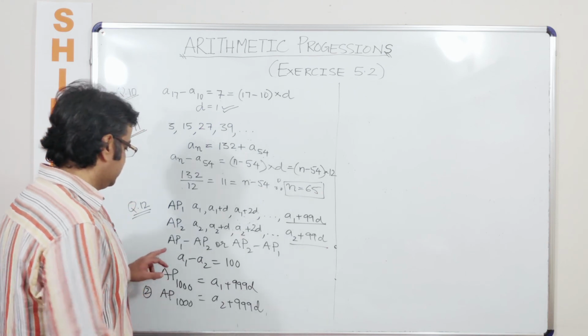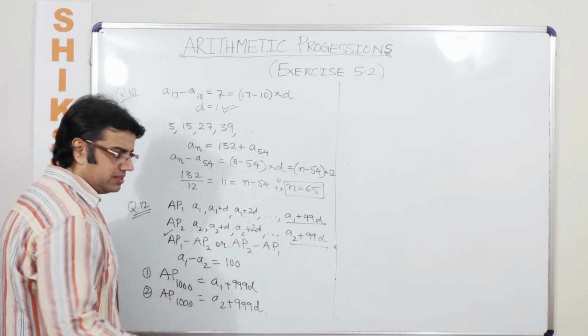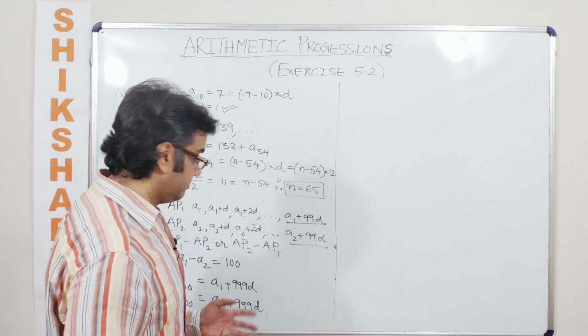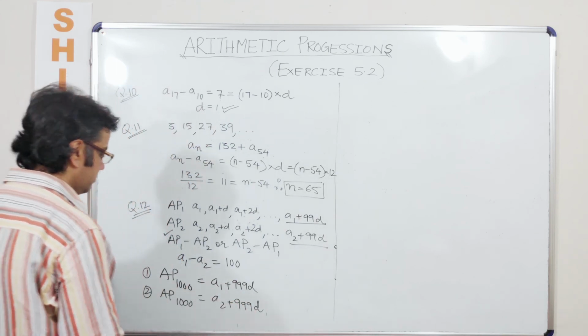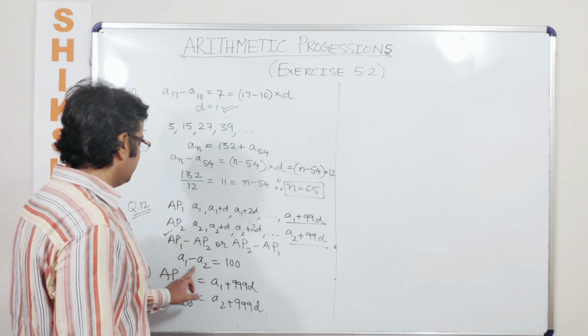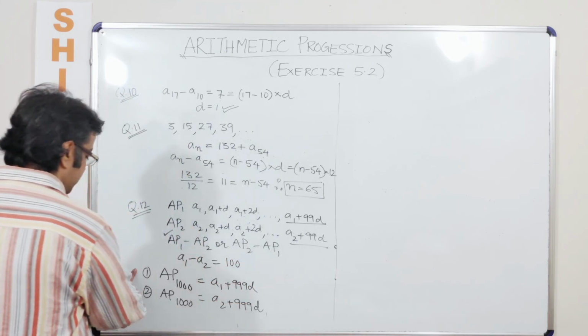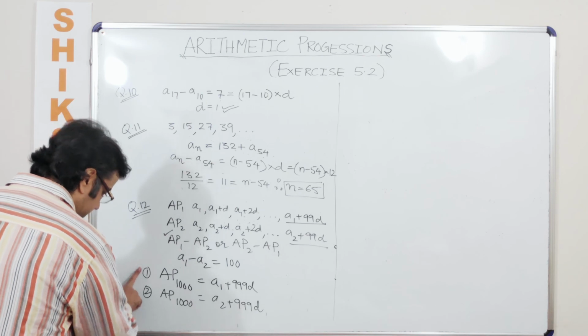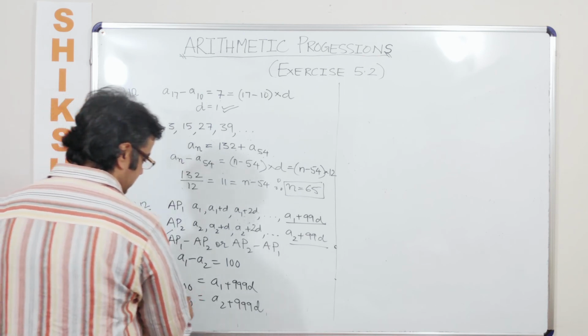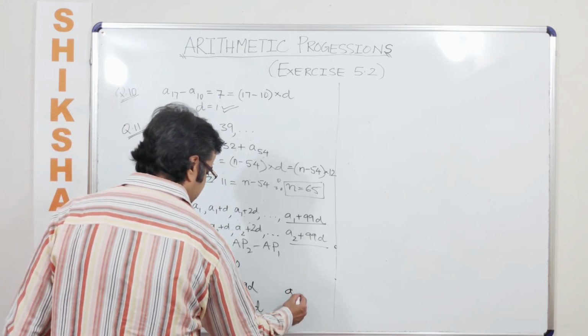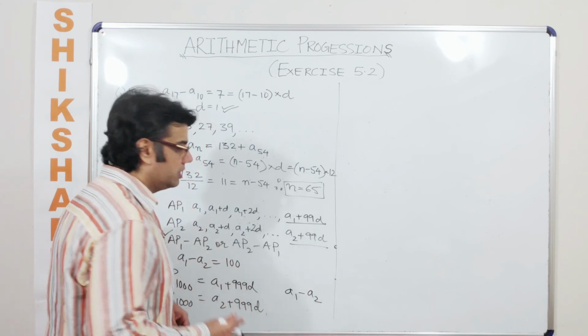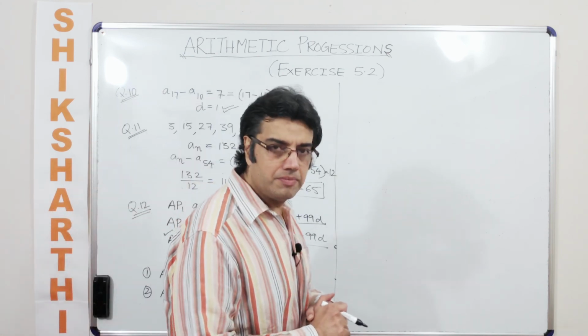Now when you are subtracting, whether we use this or the other, it does not make much of a difference, because in one case you are saying A1 minus A2, and in the next case A2 minus A1. Now when I subtract the second from the first, I get the difference as A1 minus A2, which remains the same as 100 only. Right?